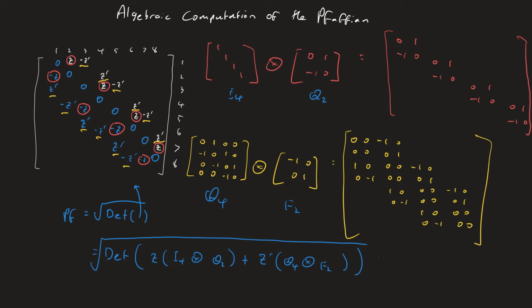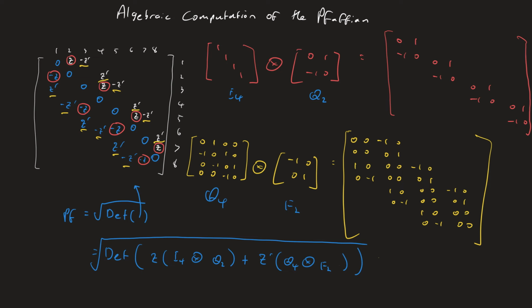The claim is that if we multiply this matrix here by Z, we will get the corresponding Z entries in this skew-symmetric matrix here, while if we multiply this matrix here by Z prime, we will get the corresponding Z prime entries in this matrix here. And this can be checked just by comparing where the entries are. So the red ones are Z and the yellow ones are Z prime. For example, there are 4 Zs, 1, 2, 3, and 4, corresponding to 1, 2, 3, 4.